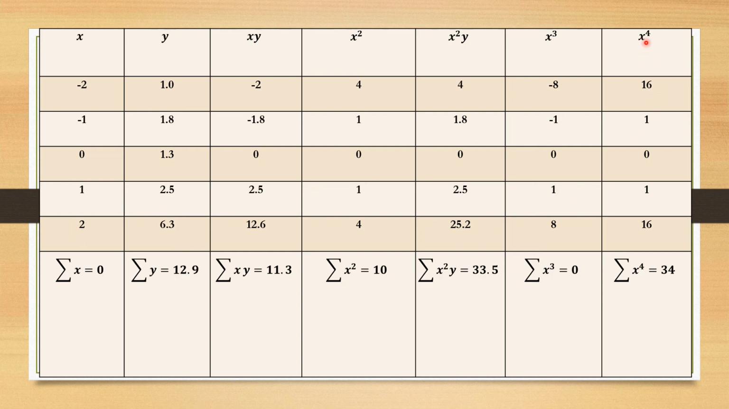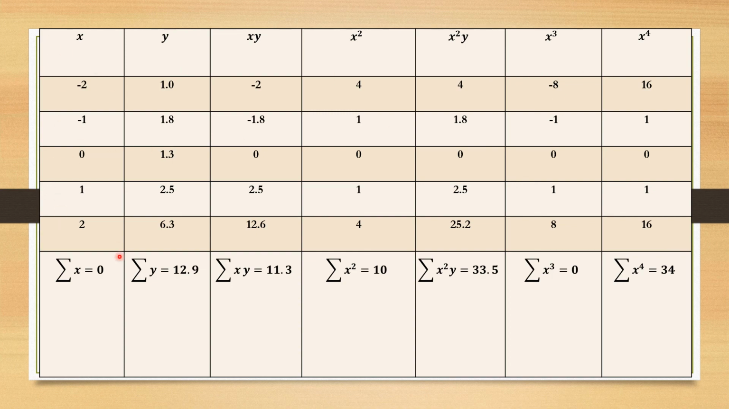X raised to 4 is -2 raised to 4, that is 16. -1 raised to 4 is 1, 0 raised to 4 is 0, 1 raised to 4 is 1, and 2 raised to 4 is 16. So we have got all the columns.